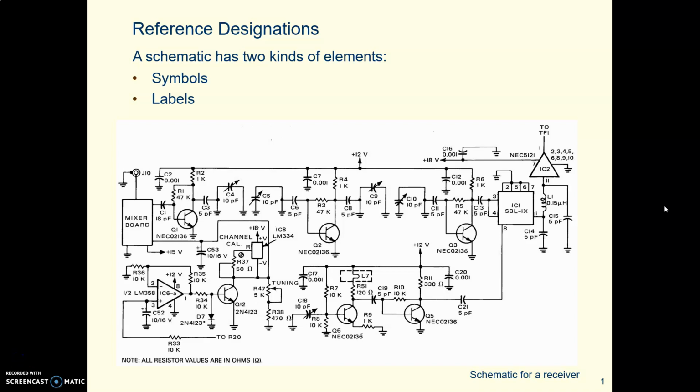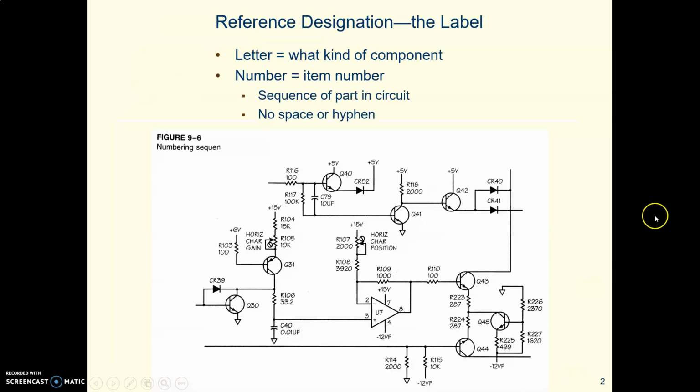When you draw an electronic schematic drawing, your drawing has two kinds of objects in it. It has symbols and it has labels on those symbols. And those labels are called reference designations. They include a letter which describes what kind of component it is. For example, here you see some R's. Those are resistors. And they include numbers, so you might start with R1, then R2, then R3.